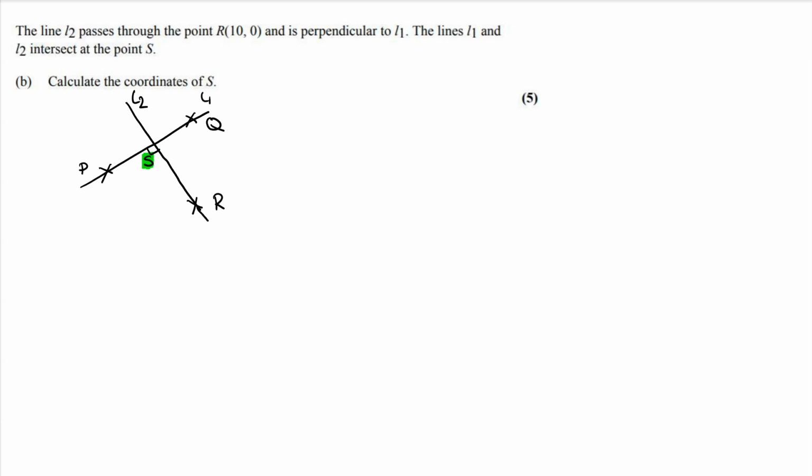So to find that out, I can solve this simultaneously. But before I can solve it simultaneously, I need to know the equations of both lines. Now I know the equation of the line L1 from part A, but what I don't know yet is the equation of line 2. So I'm going to need to find the equation of L2. Now because I know that L2 is perpendicular to L1, the gradient of L1, which we found out in part A, was a half.